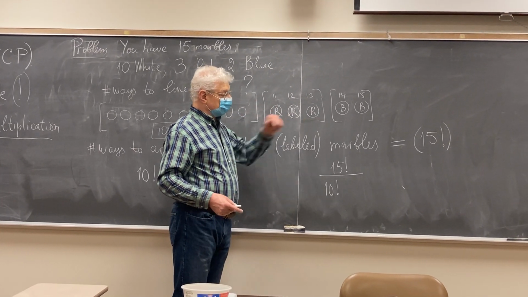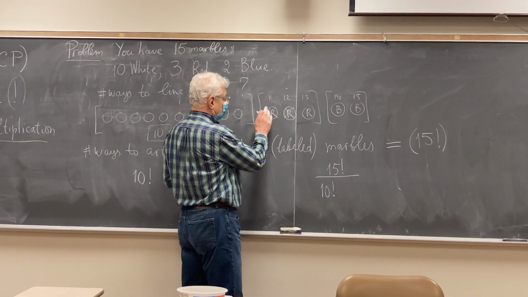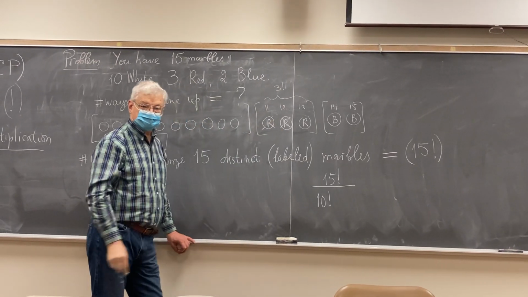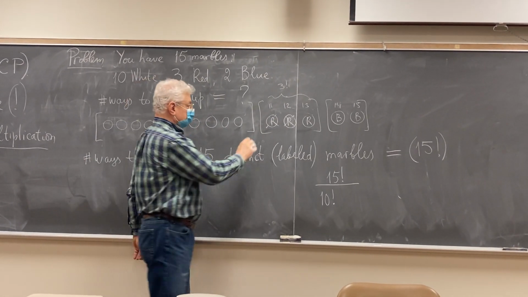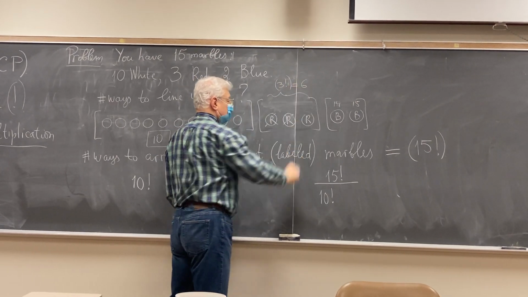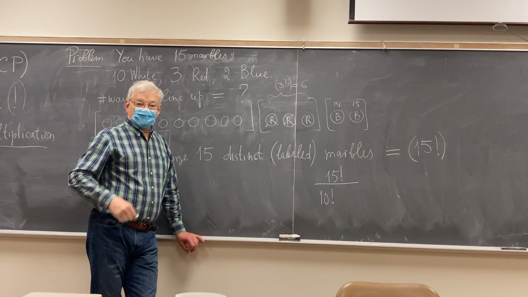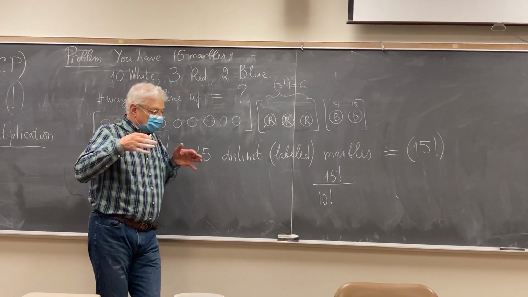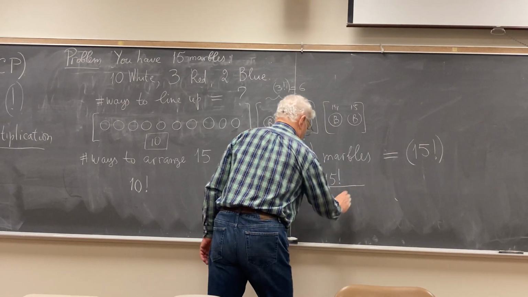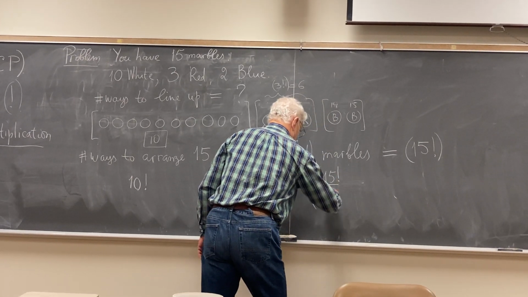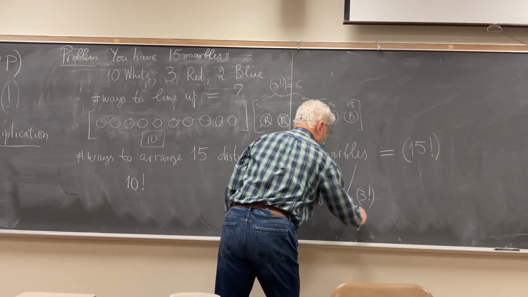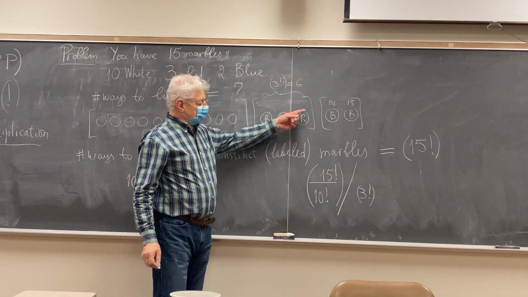That's why they are included in 15 factorial. But now, if I rearrange them, it will be 3 factorial different rearrangements. And if I erase the labels, all these 3 factorial, that is 6 rearrangements, are counted as 1. So therefore, I have to divide by 6. I must divide by 3 factorial if I erase the labels.